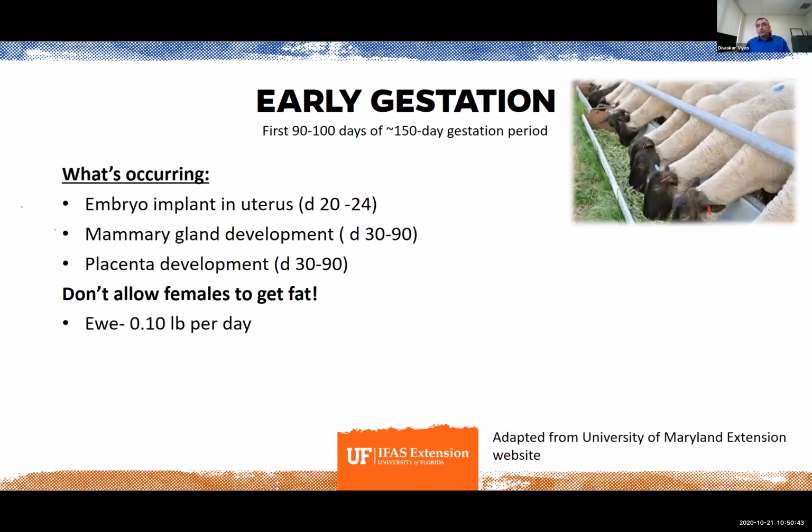So what's happening in this early phase of gestation? It is the first 90 to 100 days of approximately a 150-day gestation period. Embryo implantation is happening around day 20 to 24. The mammary gland is developing between day 30 and day 90. The placenta is developing between the first and third months.